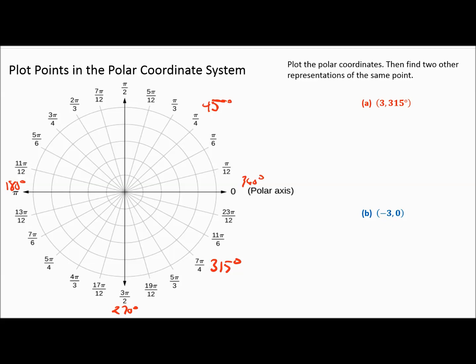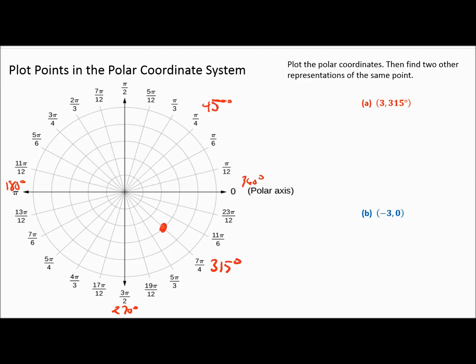So let's plot this point. So I found 315 degrees, okay? And my radius is a positive 3, which means I count directly out in this direction. So again, 0 is in the middle. That's 1, 2, 3. So here I am. That is the point, 315 degrees. Okay, and it says find 2 other representations of the same point.